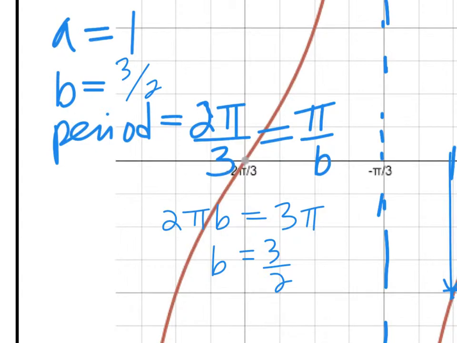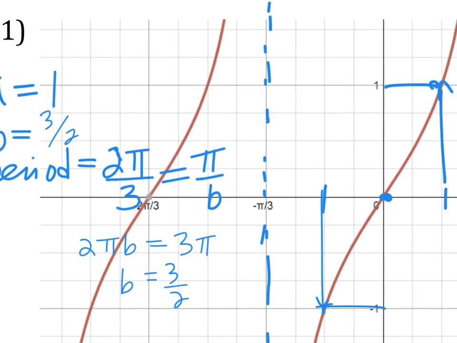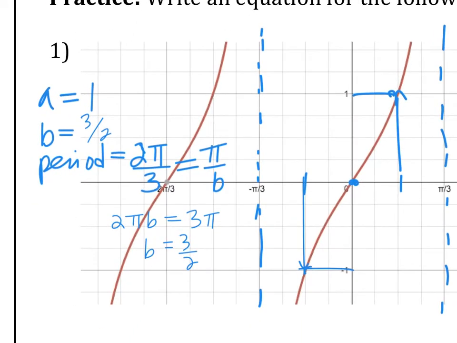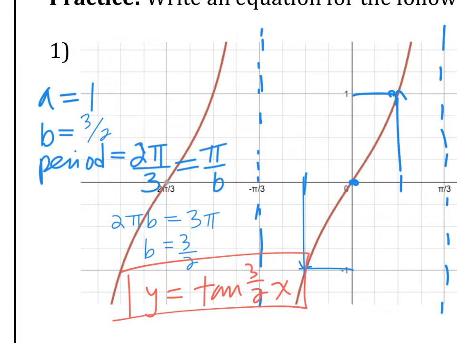The last thing you want to do is double check whether there is some reflection involved, so that you write the correct equation. This graph is still increasing, so we're good. It's a normal tangent graph. So this equation is going to be y equals tangent of 3 over 2 x. Because this is just a normal tangent graph. If it starts to decrease, then you'll put a negative in the front.